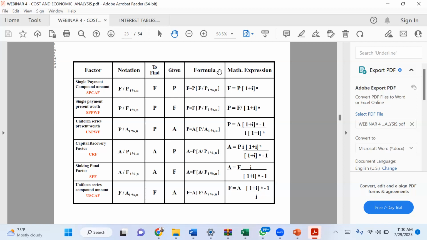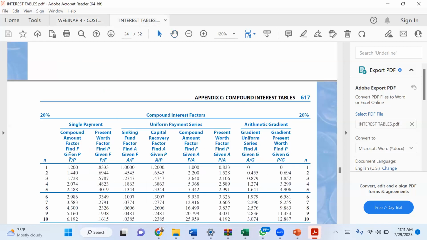So what you do is that when you go to the table, you establish your N by the number of years. You establish your I. So once the interest rate is 10%, I will identify the particular table. Then I'll ask myself, am I looking for F or am I looking for P? If I'm looking for F and I'm given P, I'll go to the first one. I'm looking for F, given P.